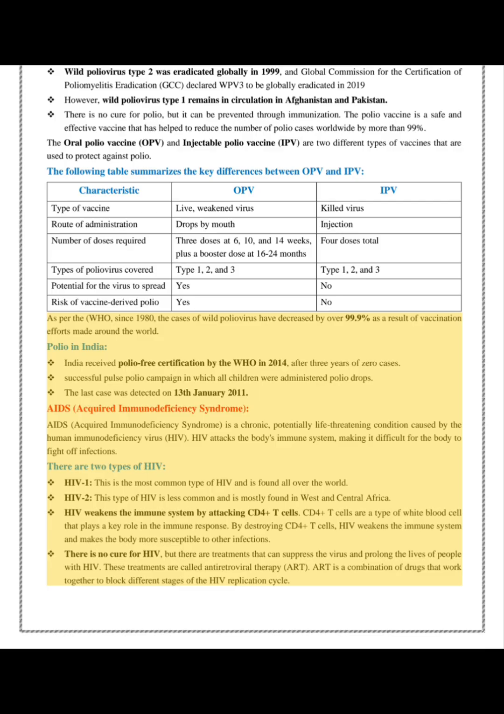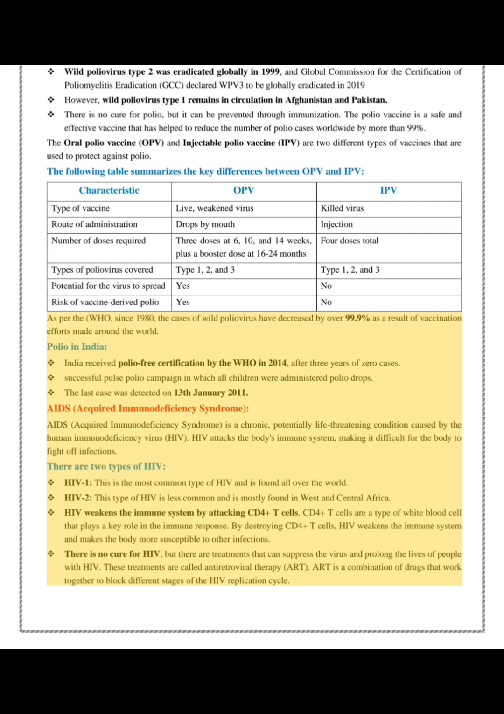AIDS, acquired immunodeficiency syndrome. AIDS, acquired immunodeficiency syndrome, is a chronic, potentially life-threatening condition caused by the human immunodeficiency virus, HIV. HIV attacks the body's immune system, making it difficult for the body to fight off infections. There are 2 types of HIV. HIV-1, this is the most common type of HIV and is found all over the world. HIV-2, this type of HIV is less common and is mostly found in West and Central Africa.